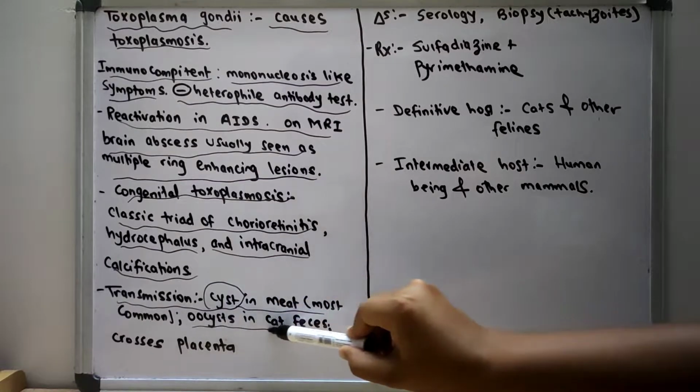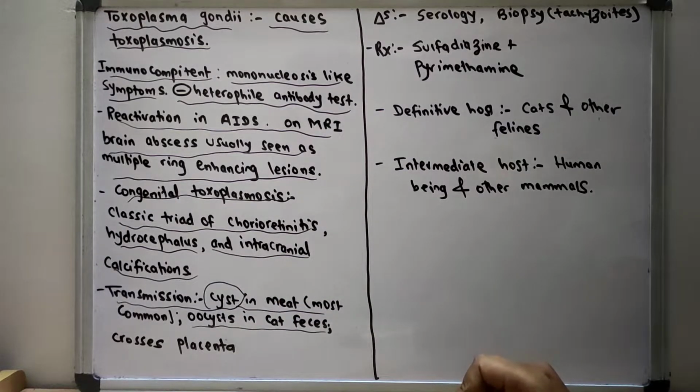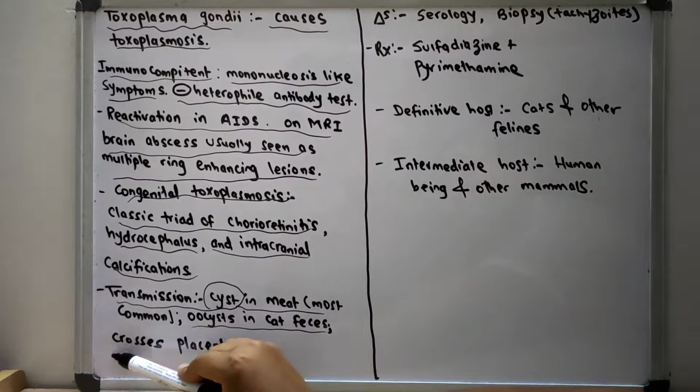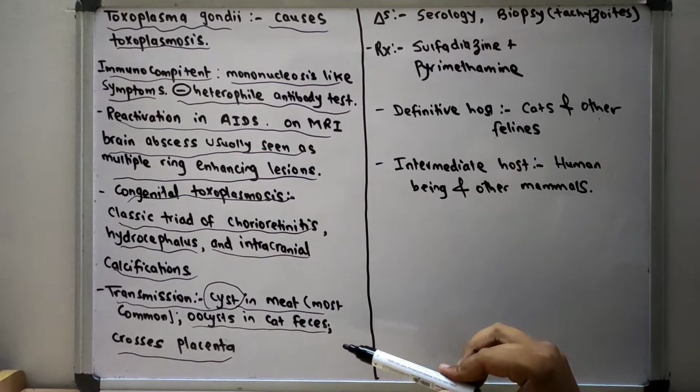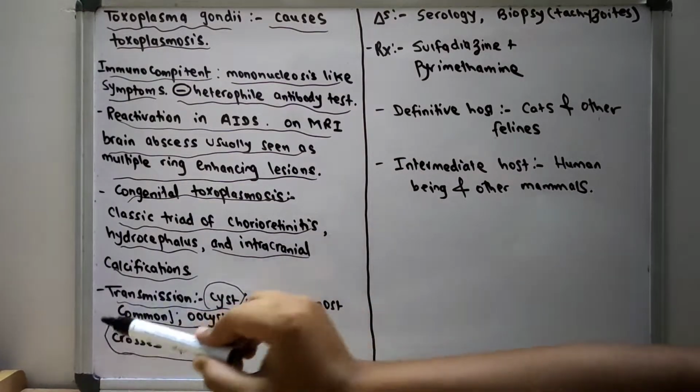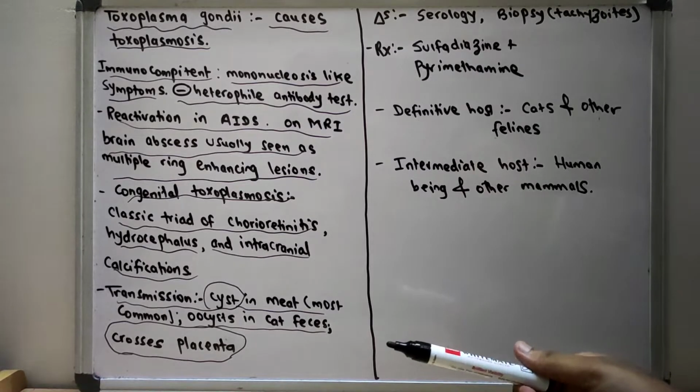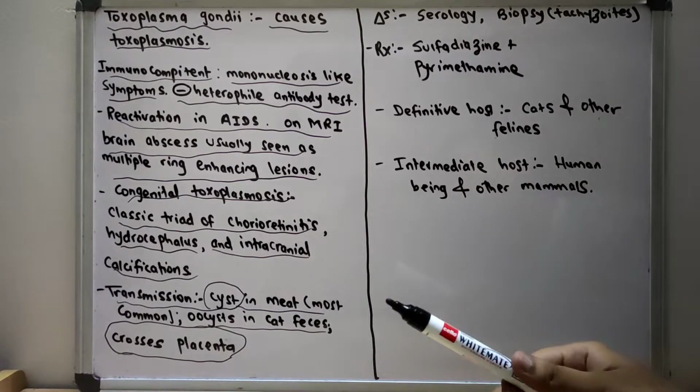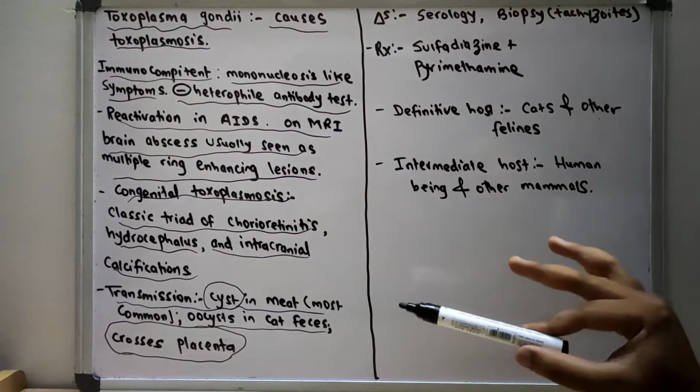Also the oocyst in the cat feces especially causes the toxoplasmosis infection, and the oocyst that is present in the cat feces can also cross the placenta. So pregnant women should possibly or mostly avoid cats.